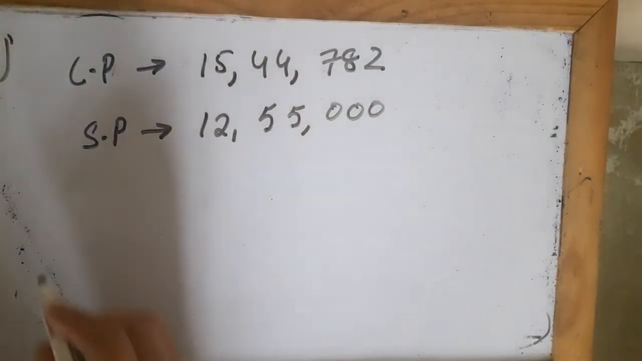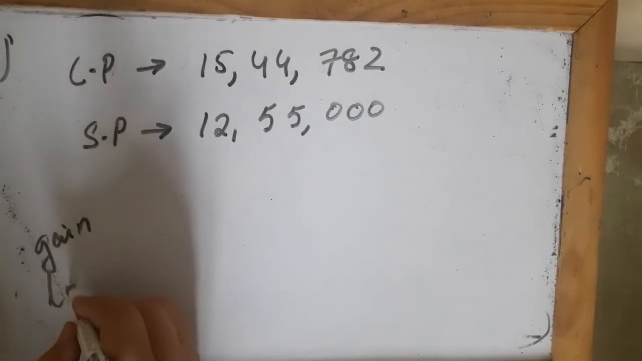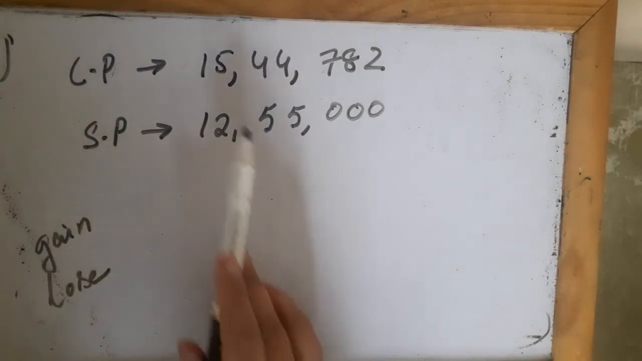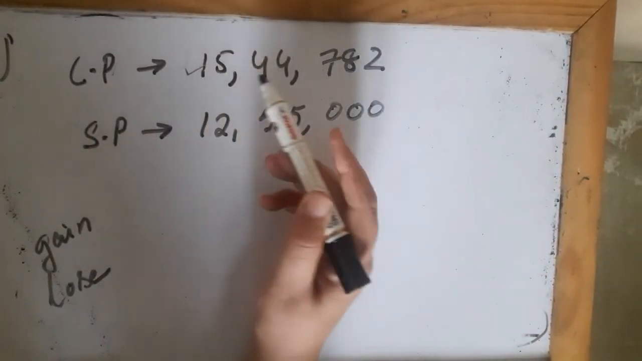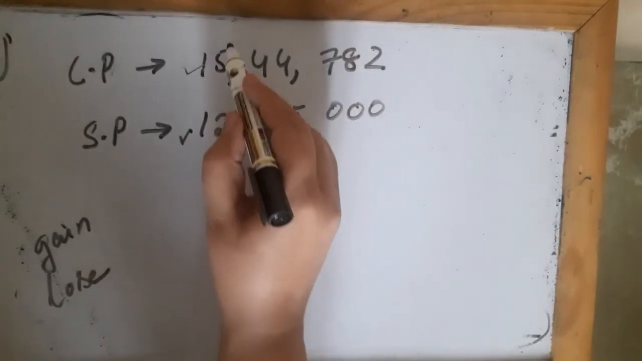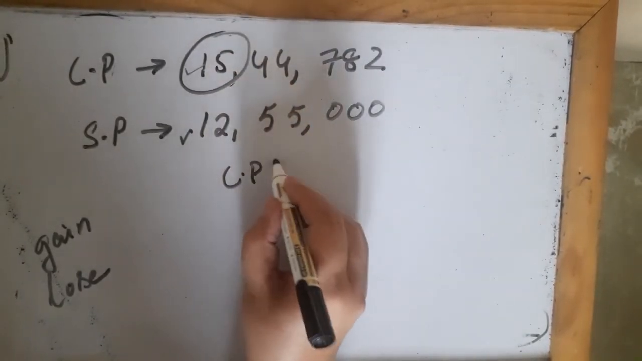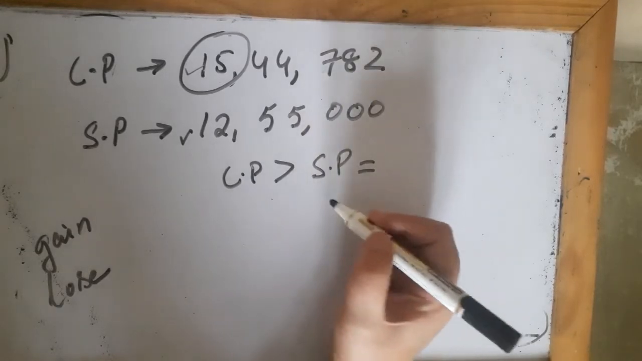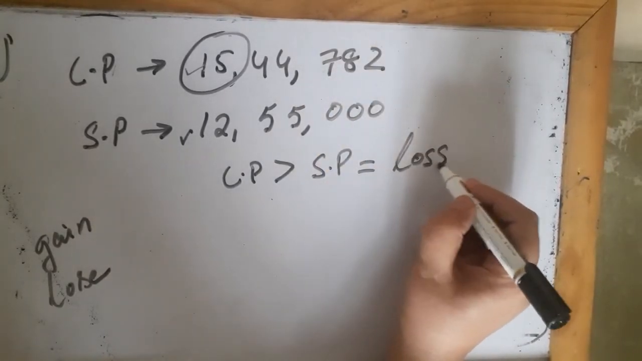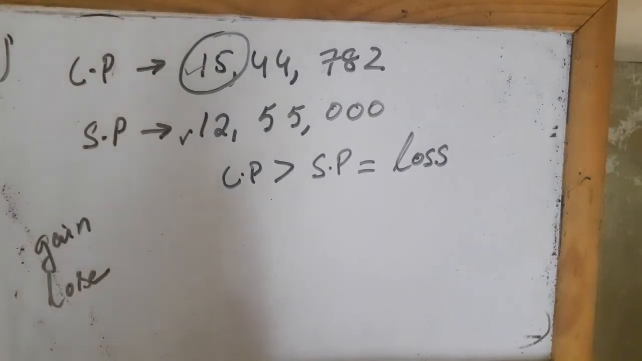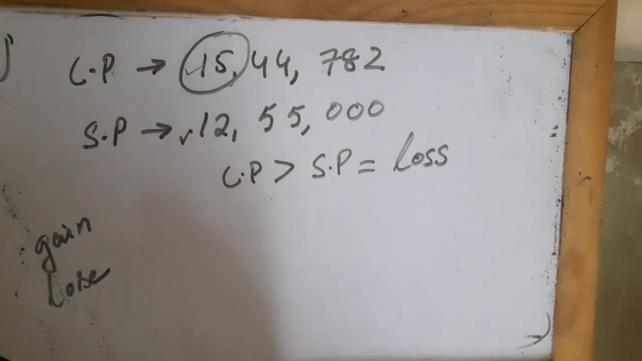Now they are asking you, did she gain or did she lose? So as you can see, she bought the generator for 15 lakhs, but she sold it for 12 lakhs. So her CP is greater. CP is greater than SP. So what does it mean? That she had a loss. She bought for more but sold for less. So the first part of the question they have asked is, did she gain or lose money? So she lost money. So she had a loss.